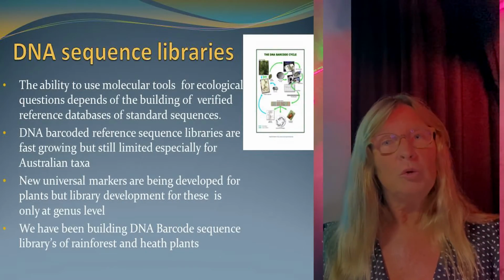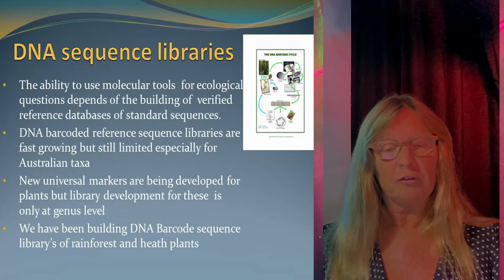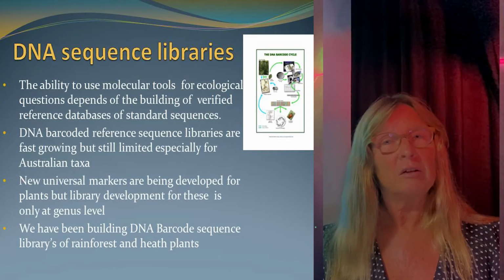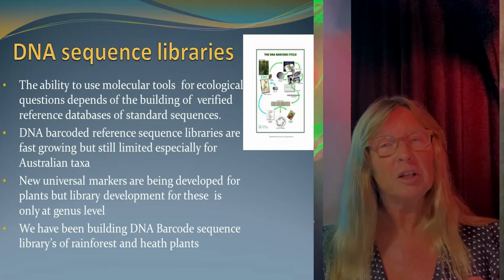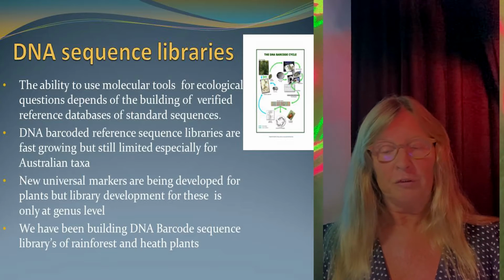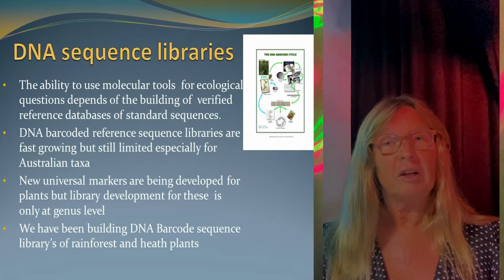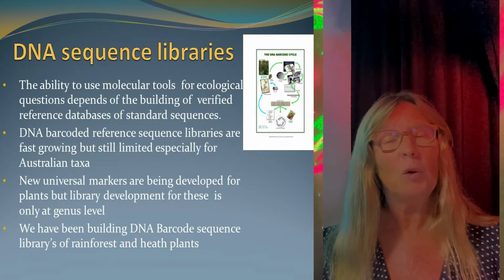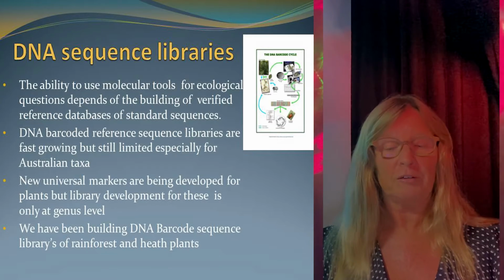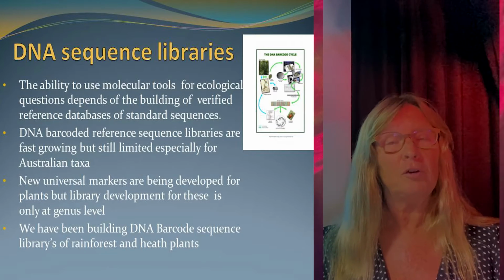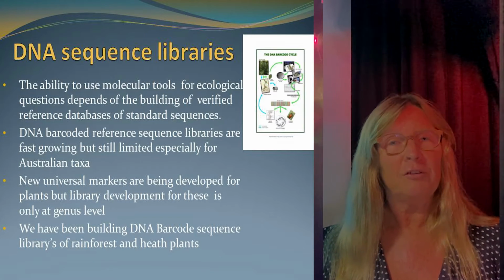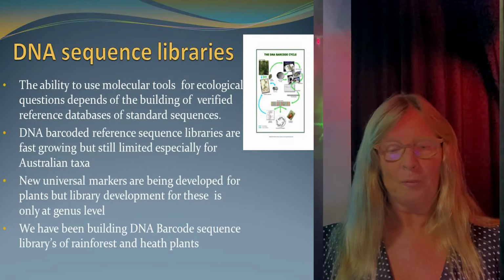The ability to use molecular tools for ecological questions depends on the building of verified reference databases of standard sequences of DNA, that is, of a particular section of DNA. DNA barcode reference sequence libraries have been building for the last decade, and they're fast growing, but there's so many different plants that we still have lots of gaps, and particularly for Australian taxa. There's new sets of universal genetic markers being developed for plants, but these are still in their infancy, and so the reference libraries are quite small.